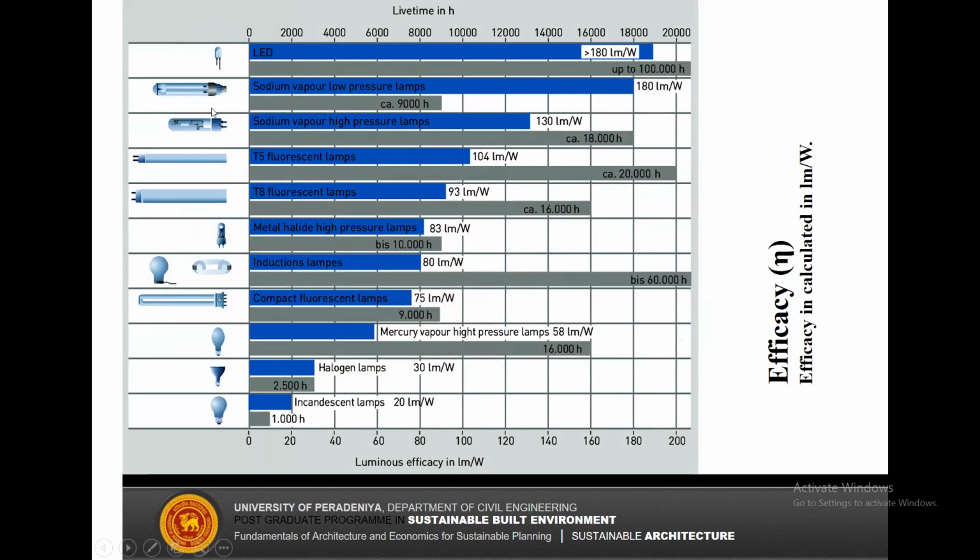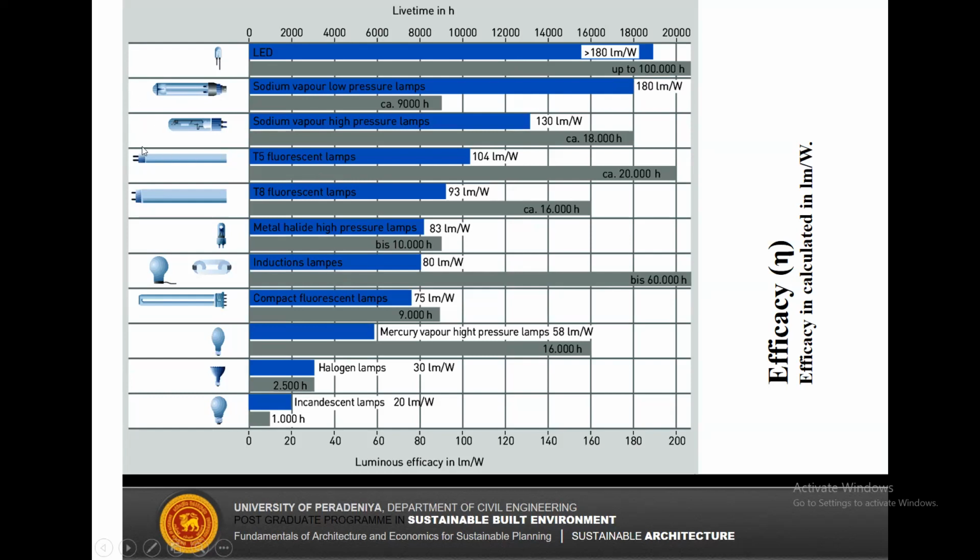For example, LED lights usually have 180 lumens per watt. So it's a very efficient kind of light. The low pressure sodium vapor lamps we discussed also have 180 lumens per watt. So they are as efficient as LED bulbs and they are much cheaper. But the problem, as we discussed, is their color rendering index is very low.